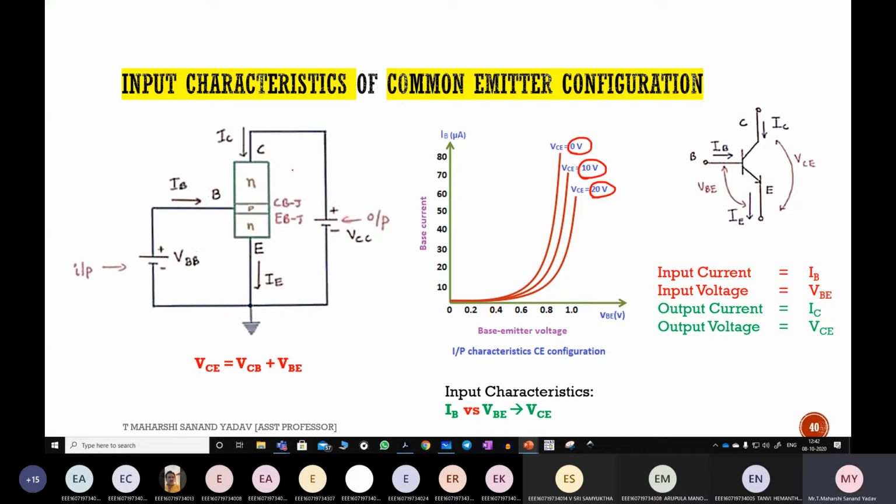So can I write like this? What about VCE? This is positive, this is negative. So from here to here, I'm calling this VCE. VCE can be written as VCB plus VBE. Can I write like this? VCE is equal to VCB plus VBE. What is VCB? Will it forward bias the junction or reverse bias the junction? Reverse bias. It reverse biases the junction.